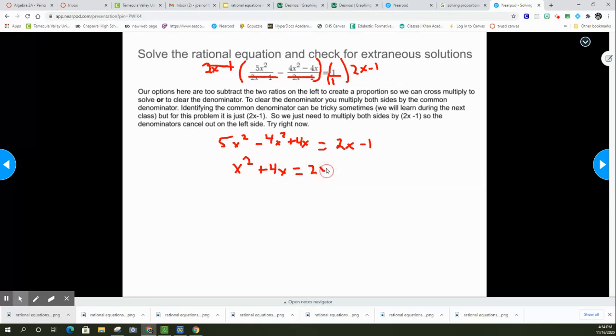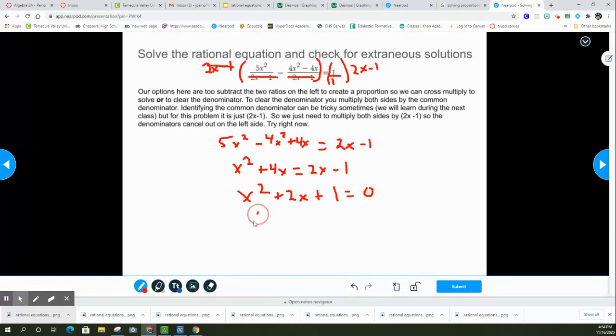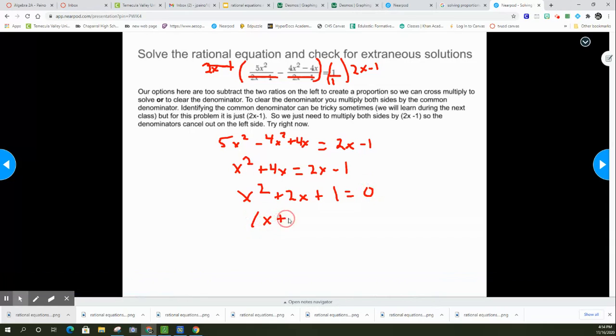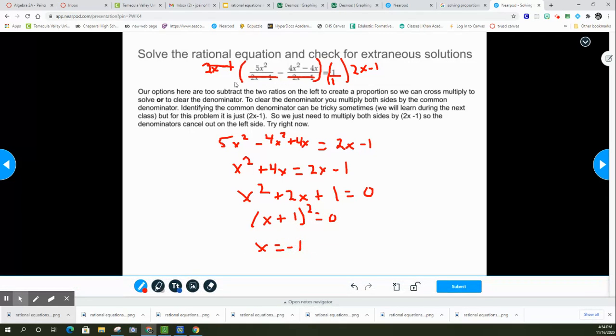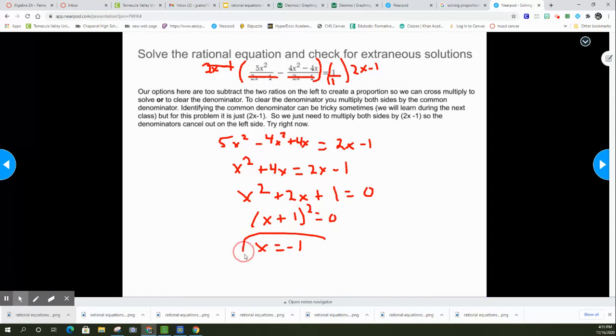So I'm going to subtract 2x. I'm going to add 1. X squared plus 2x plus 1 equals 0. So that's x plus 1 squared. And so just x equals negative 1. And that works. So the only thing that would not have worked would have been 1/2. So that is my answer.